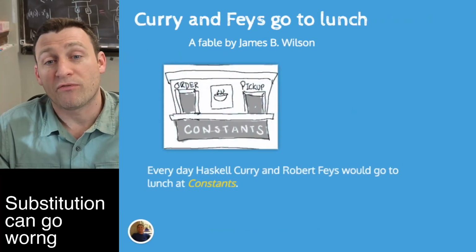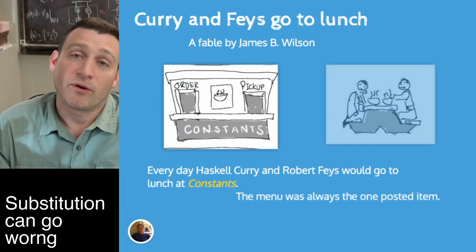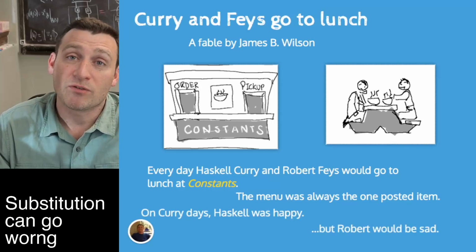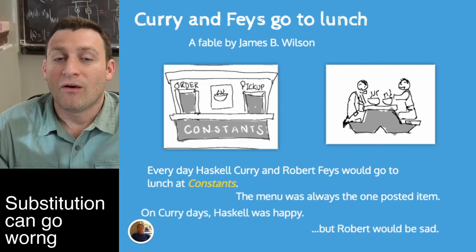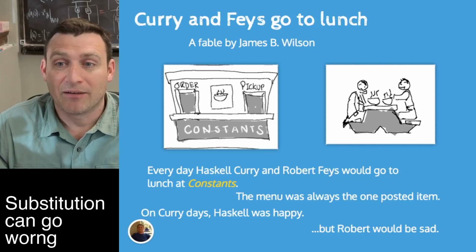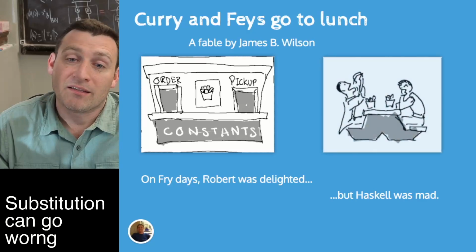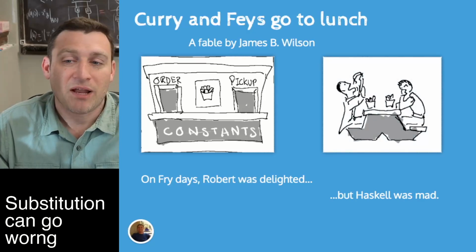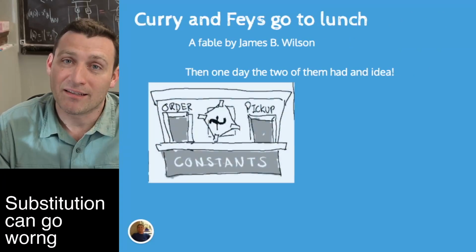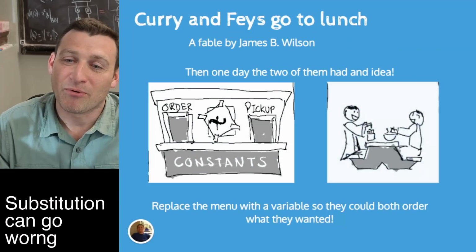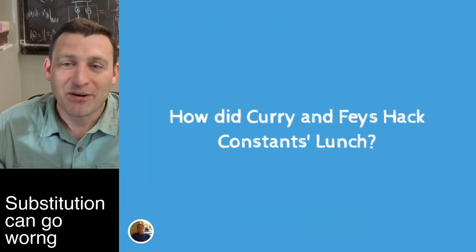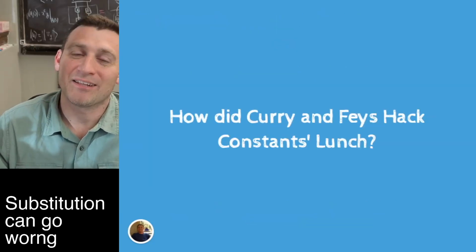So I'm going to start with a fable. Every day, Haskell Curry and Curry-Feys would go to lunch at Constance. The menu was always the one posted item. On Curry days, Haskell was happy, but Robert would be sad. On Fridays, Robert was delighted, but Haskell was mad. Then one day, the two of them had an idea. Replace the menu with a variable, and they could both order what they wanted. How did Curry and Feys hack the Constance lunch?